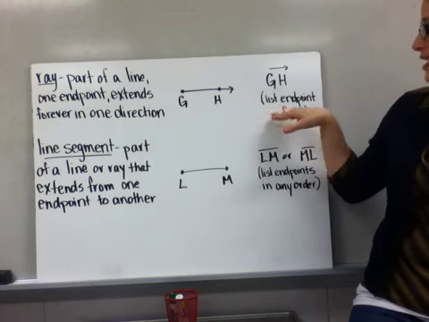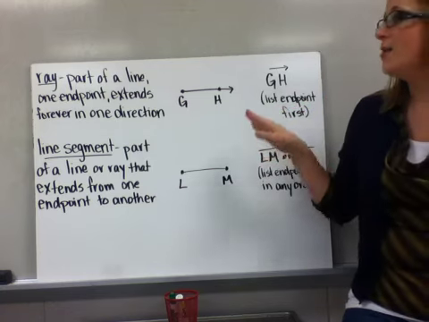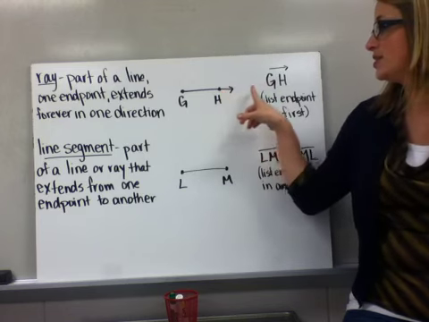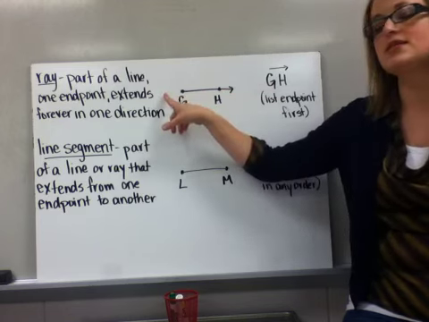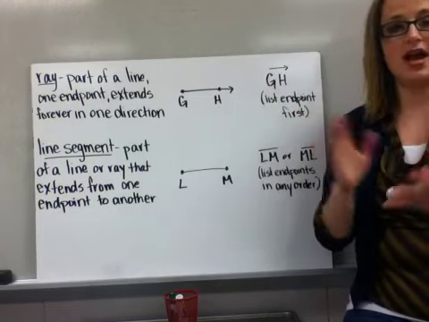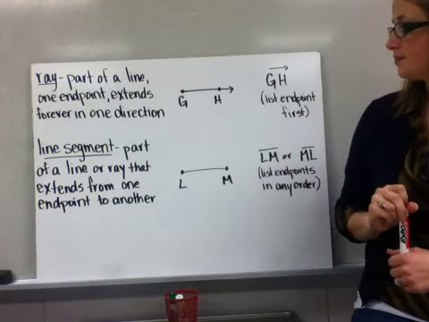And you always want to list the endpoint first, because HG is not a ray. Because H is where it's extending, not the endpoint. It's not extending past G. So it is ray GH. That's why we don't have it listed in 2 different ways.